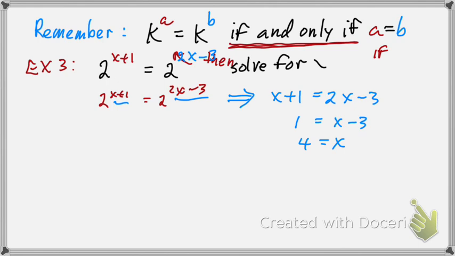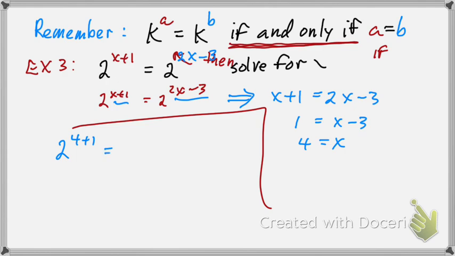Now, some of these without that rule at the top would be pretty tough to solve. It'd be a guess and check thing. So let's check it. So is 2 to the 4 plus 1 power equal to 2 to the 2 times 4 minus 3 power? I'm just going back to this original thing here. 2 to the 5th, 2 to the 8 minus 3. Yeah. So my answer was good. It doesn't hurt to just take a second and check these, especially on a test.